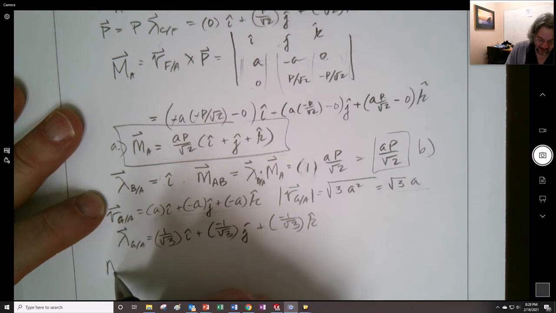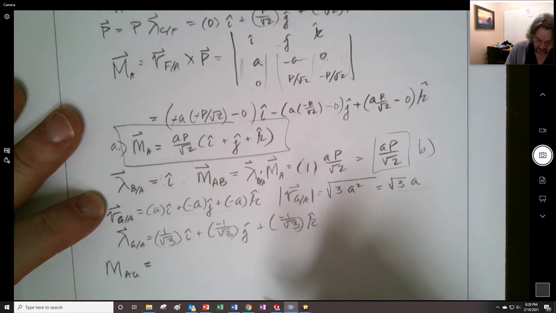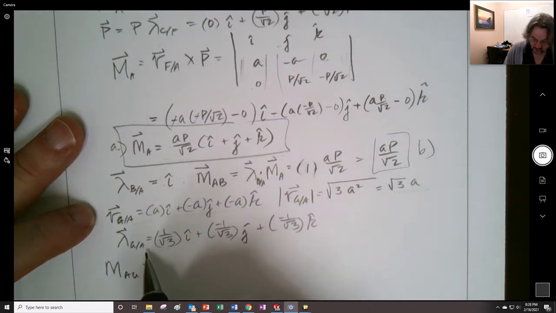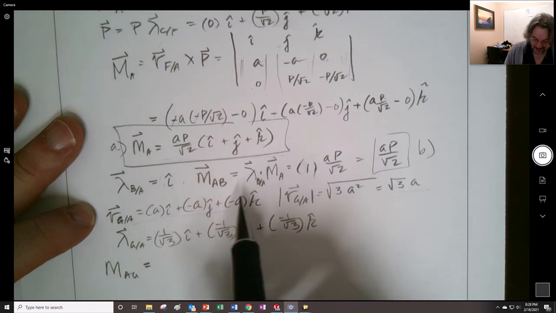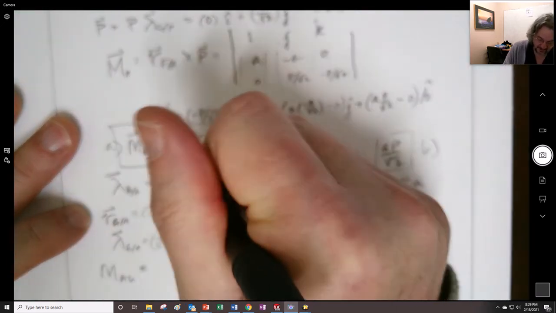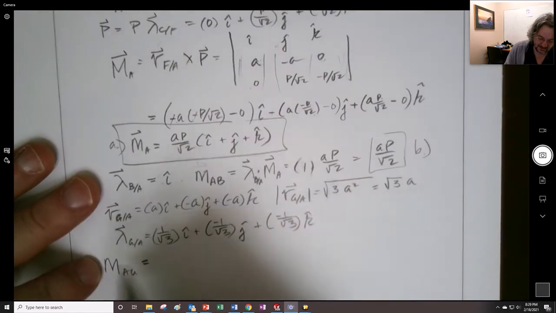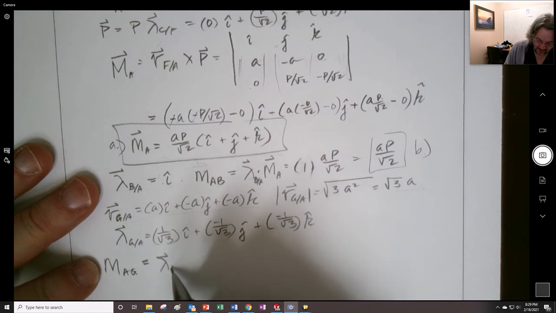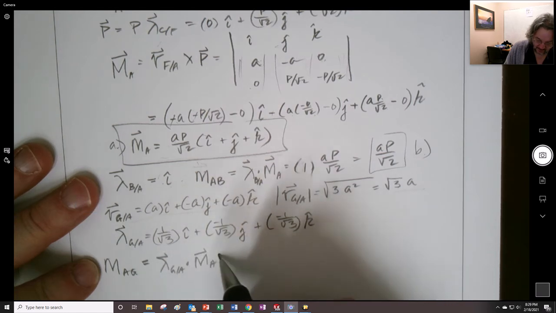So we find M_AG, right? And this is just going to be a value, M_AG. I wrote this one as a vector, but really it's a scalar. I should have left it as a scalar. It's just a particular magnitude, which is going to be the unit vector of G with respect to A dotted against M_A.